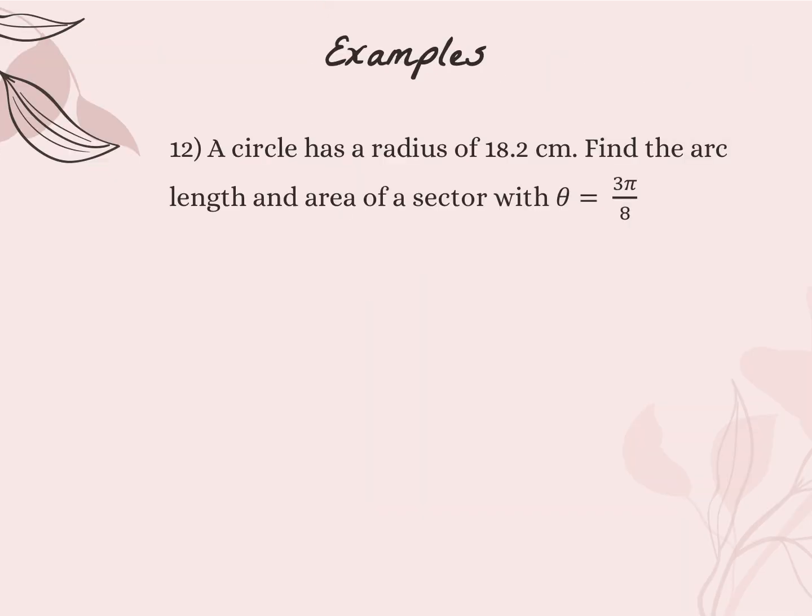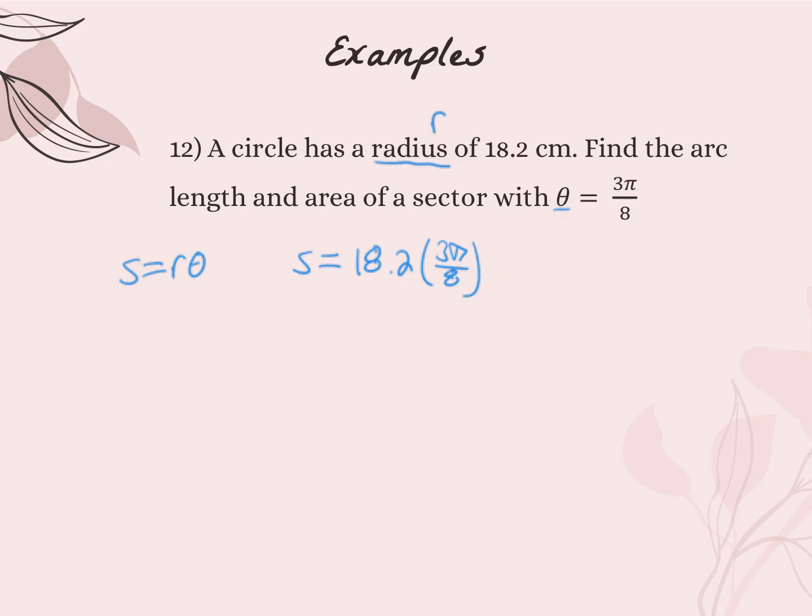So we have a circle with a radius of 18.2 centimeters. I want to find the arc length and the area of a sector with theta equals 3 pi over 8. Well, we really have everything we need now, right? I already know what the radius is, so that's our r. And we know what theta is, and it's already in radians, and you can tell because there's no degree symbol. So I'm going to start with s equals r theta to find the arc length. So s equals 18.2 times theta, which is 3 pi over 8.